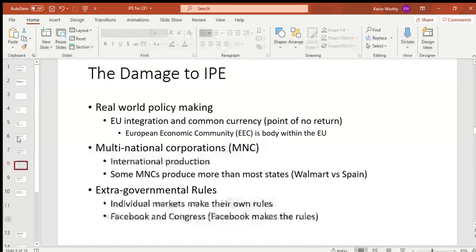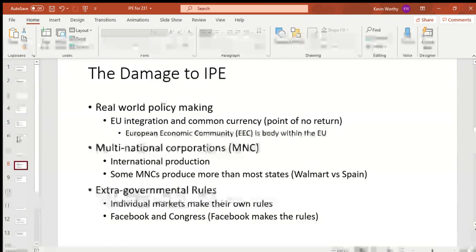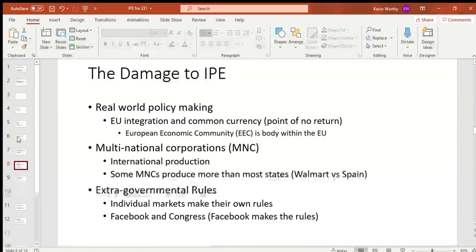So if you're having all this international production, then these multinational corporations don't have to respond in the same way that a state has to. And the biggest issue is that now these multinational corporations are going to be able to produce more than most states. And I'm going to use the example of Walmart and Spain. So Walmart is the 10th largest body in the world. Walmart is bigger than Spain. The yearly, or whatever, at some point in time, right, depending on how we talk about this, the yearly exchanges of Walmart exceed that of Spain.